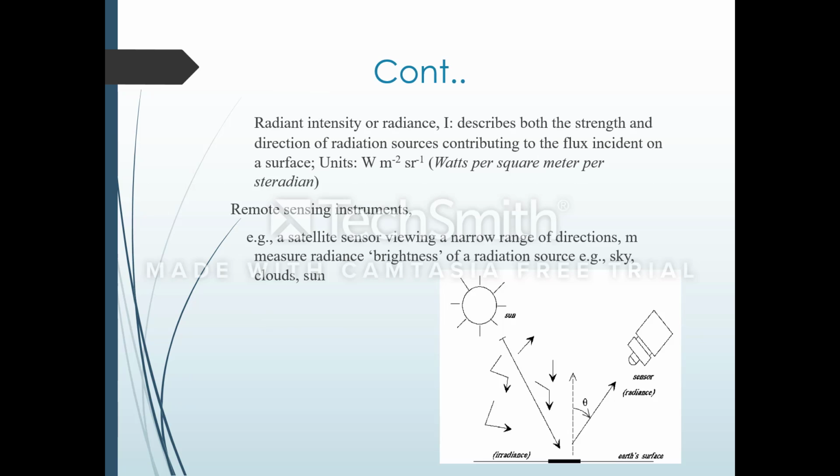Now we can see what intensity is exactly. We have radiance, and the light coming directly from the sun at a particular angle is sensed by the sensor on the earth's surface. So it is both the strength and direction of the radiation sources contributing to the flux gradient on the surface. The units are watts per square meter.